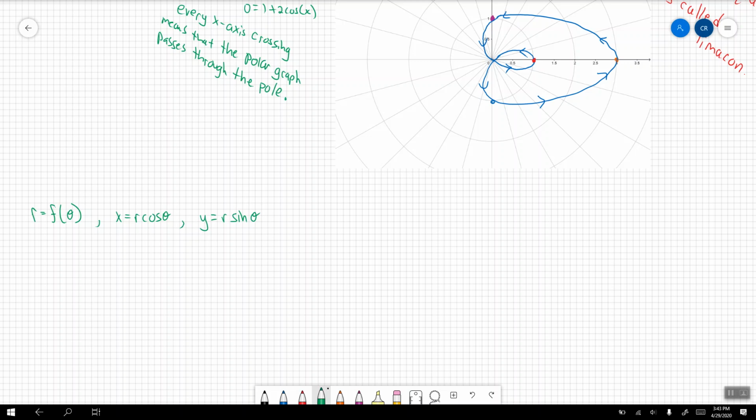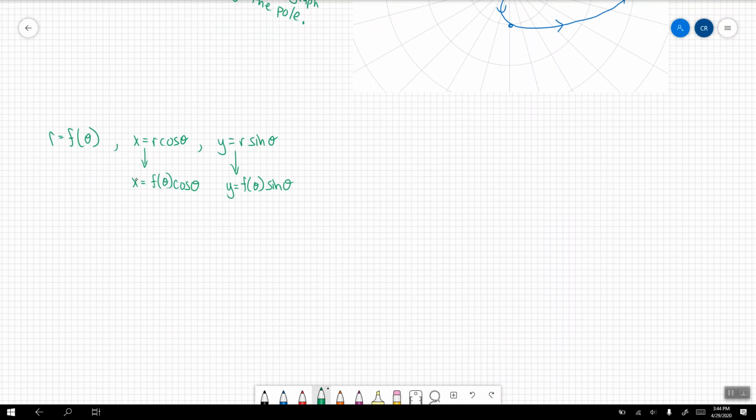Right now, I want to take this x value. Instead of r, we have r defined differently. R is actually f of theta, because it's going to have some theta involved, and it's going to be multiplied by cosine. The y values, again, r times sine of theta, but r is just f of theta multiplied by sine of theta. So x is going to be defined as some function of theta multiplied by cosine of theta. Same thing for y, except it's multiplied by sine of theta.